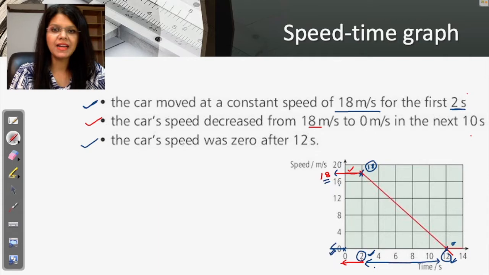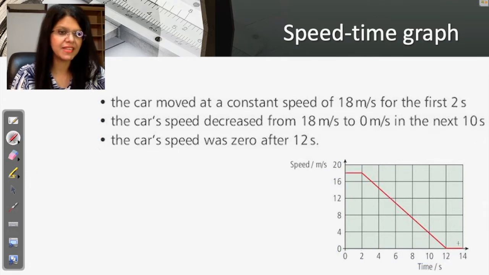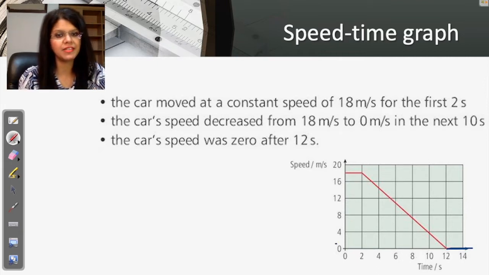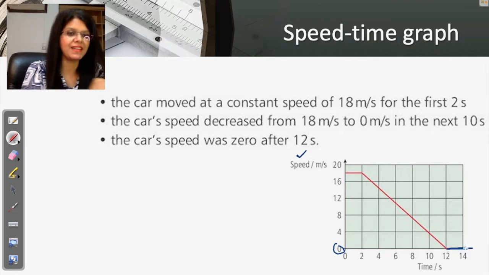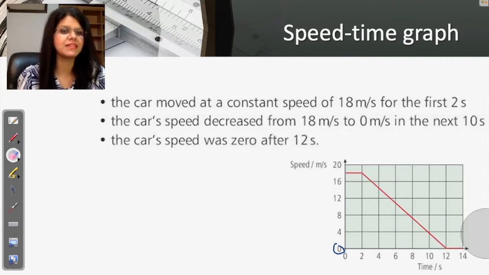The third point, the car speed was 0 after 12 seconds. After the 12th second, let me clear this graph. So after the 12th second, what do you see? The speed was maintained at 0. It was touching the x-axis. Any line which is on the x-axis has a y-coordinate of 0. Y-coordinate gives you the speed. So the speed after the 12th second is a flat line. So for all the values of the time here, the speed is 0. So that's how you understand a speed time graph.